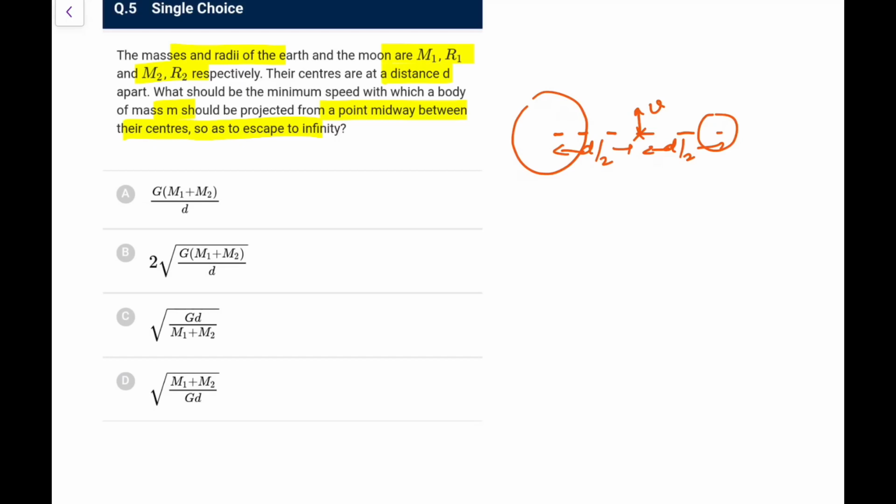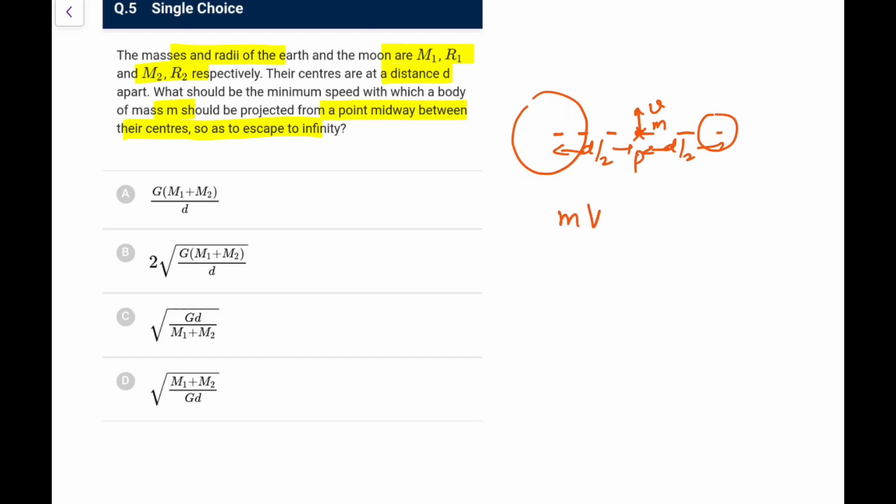Next one. The mass and radii of the earth and moon are this and this. Their centers are at a separation d. What should be the minimum speed with which a body of mass m should be projected from a point midway so as to escape to infinity? Okay. So this is earth, this is moon. Now this is the midpoint. So this distance is d by 2, this distance is d by 2. Now to escape to infinity simply means the total energy of this particle with this system should be 0.